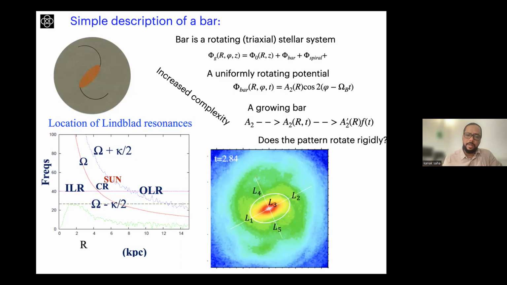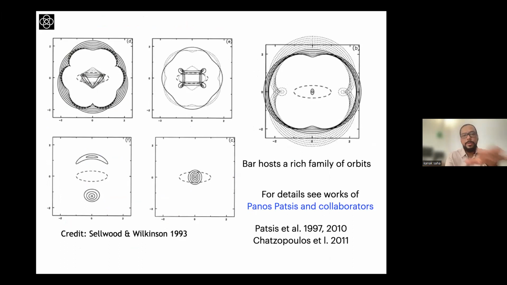So one can think about the inside of the corotation and the outside of the corotation. I'll not get into these, because I deliberately want to avoid this part, as I want to learn more from Panos.